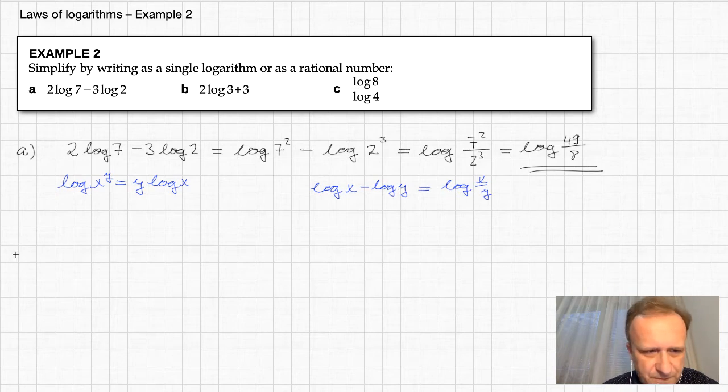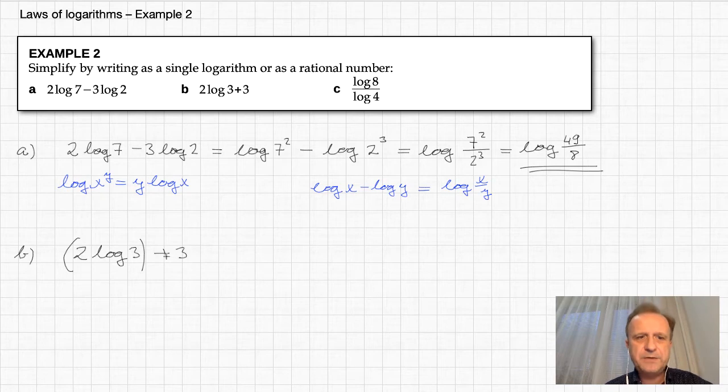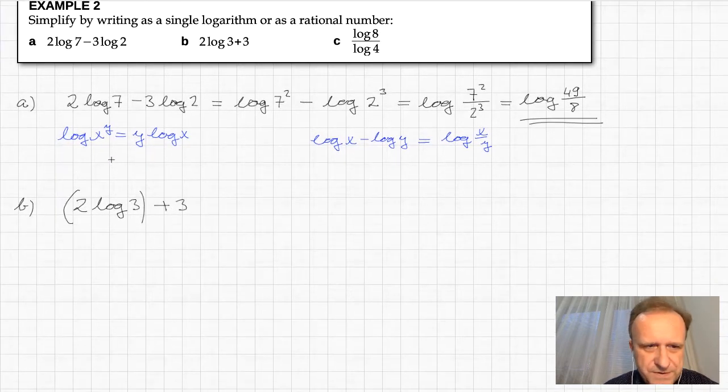Now in part B we have 2 times logarithm of 3 plus 3. So again this is an independent term, and then we add 3 to it. So let me use this power law here to transform this first term. It's nothing else than logarithm of 3 to the power of 2 plus, and there is this 3 here.